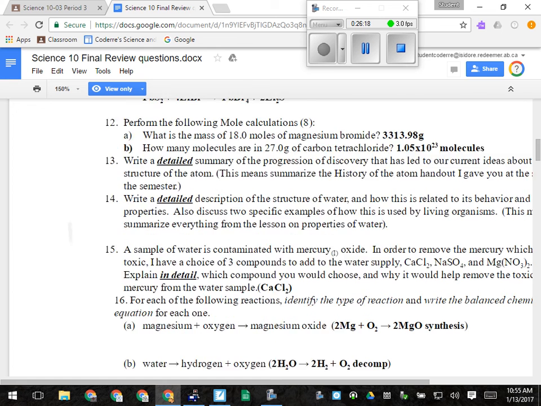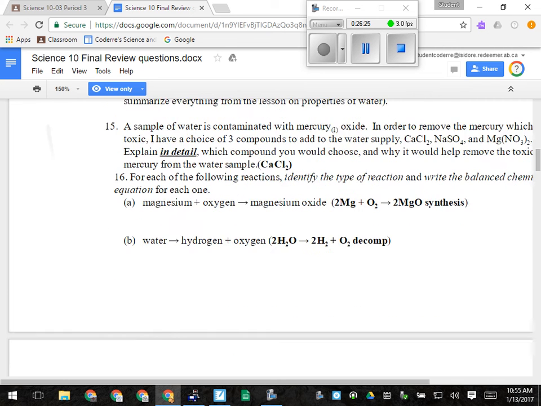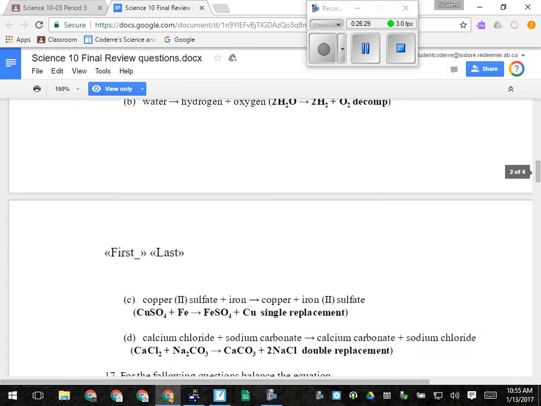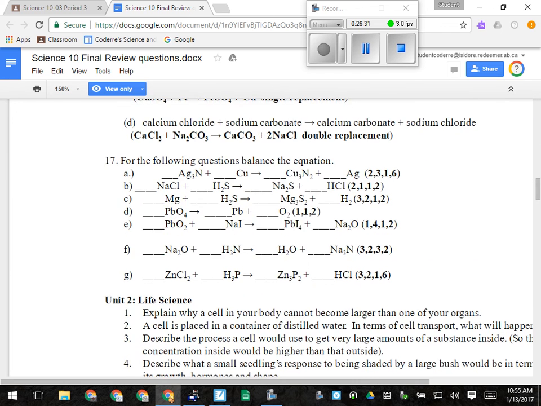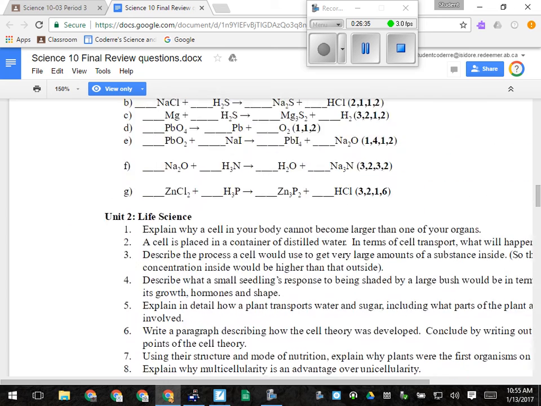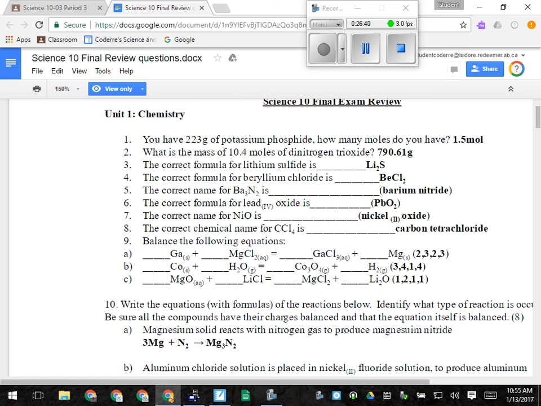So you can look for those, except for answers that say write a detailed something. I didn't write a detailed something. You can do that. For the reactions here, same thing. And then there's some prediction ones, some more balancing, and then it moves into biology with cell diagrams and such. So I would say if there's no questions right now, start working on this. And then if more questions come up, just ask and I'm happy to answer them for you.